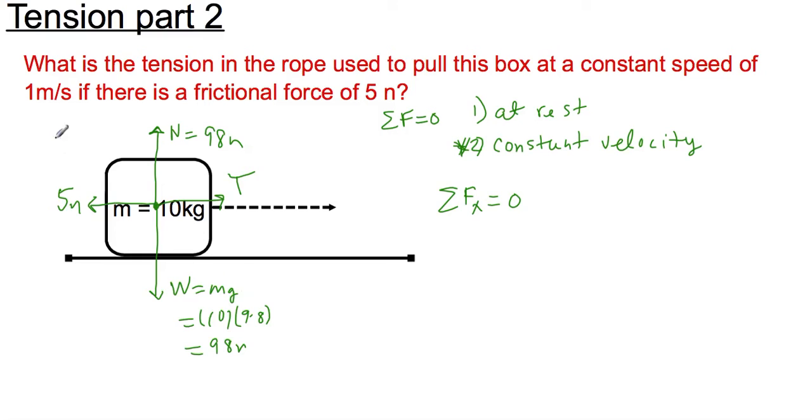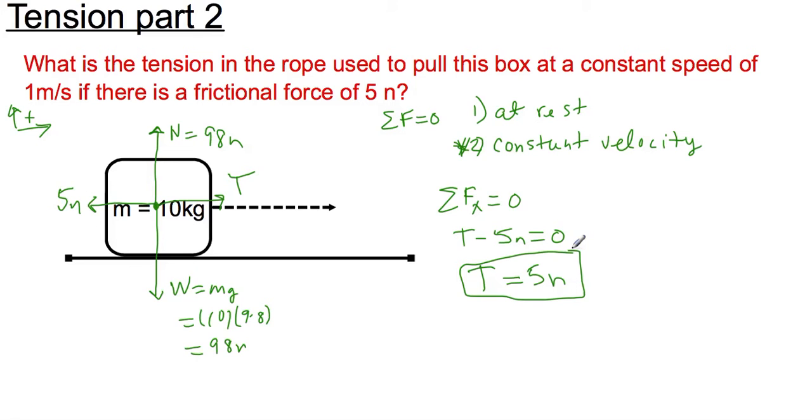So put the tension in for T. We need to define a positive and negative direction. We're just going to say, in this case, things that go up and to the right are positive. So the tension, T, is positive, minus 5 newtons, which is our frictional force, that equals 0. So in something that's moving at a constant speed, the tension that has to be put into this rope to pull it is just equal to the frictional force, and that'll keep it moving at a constant speed.